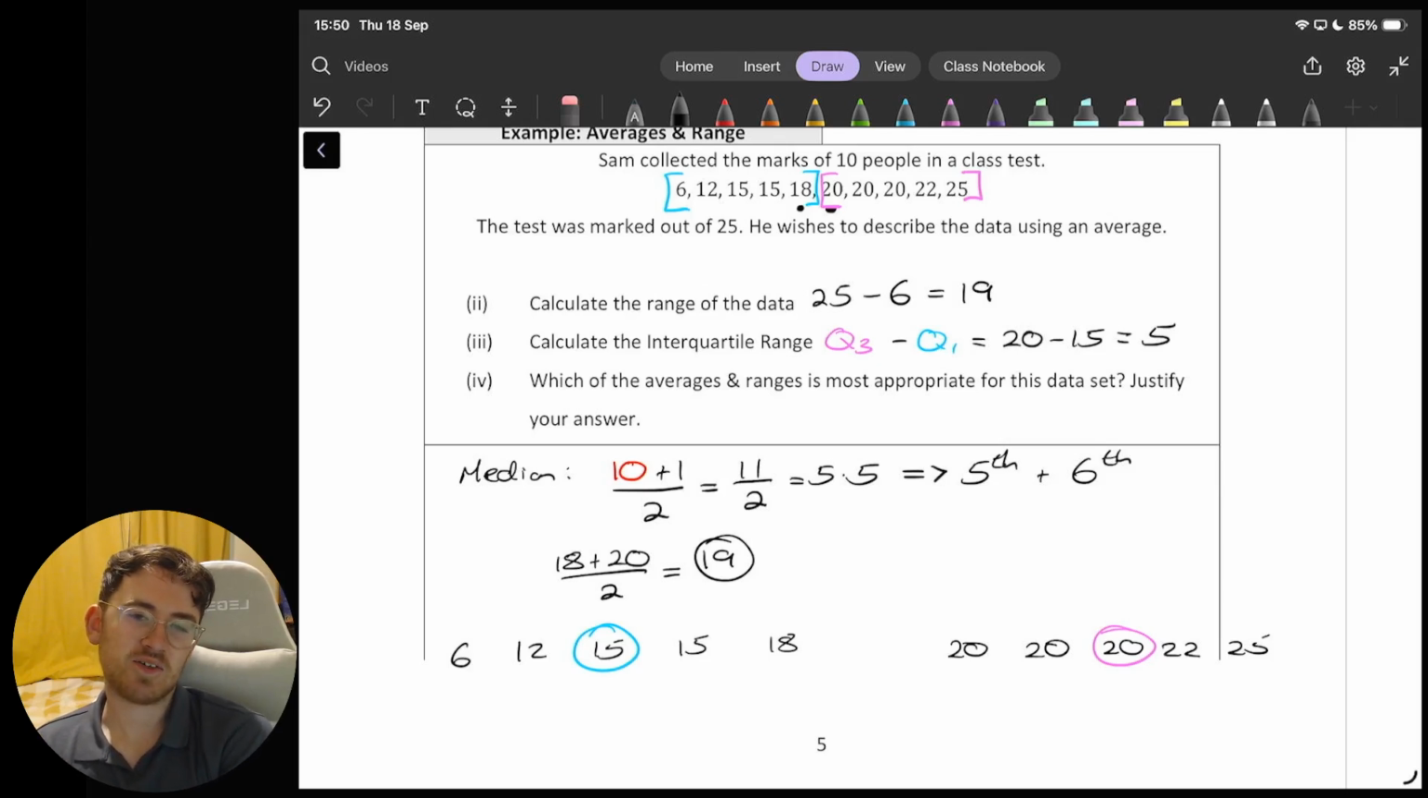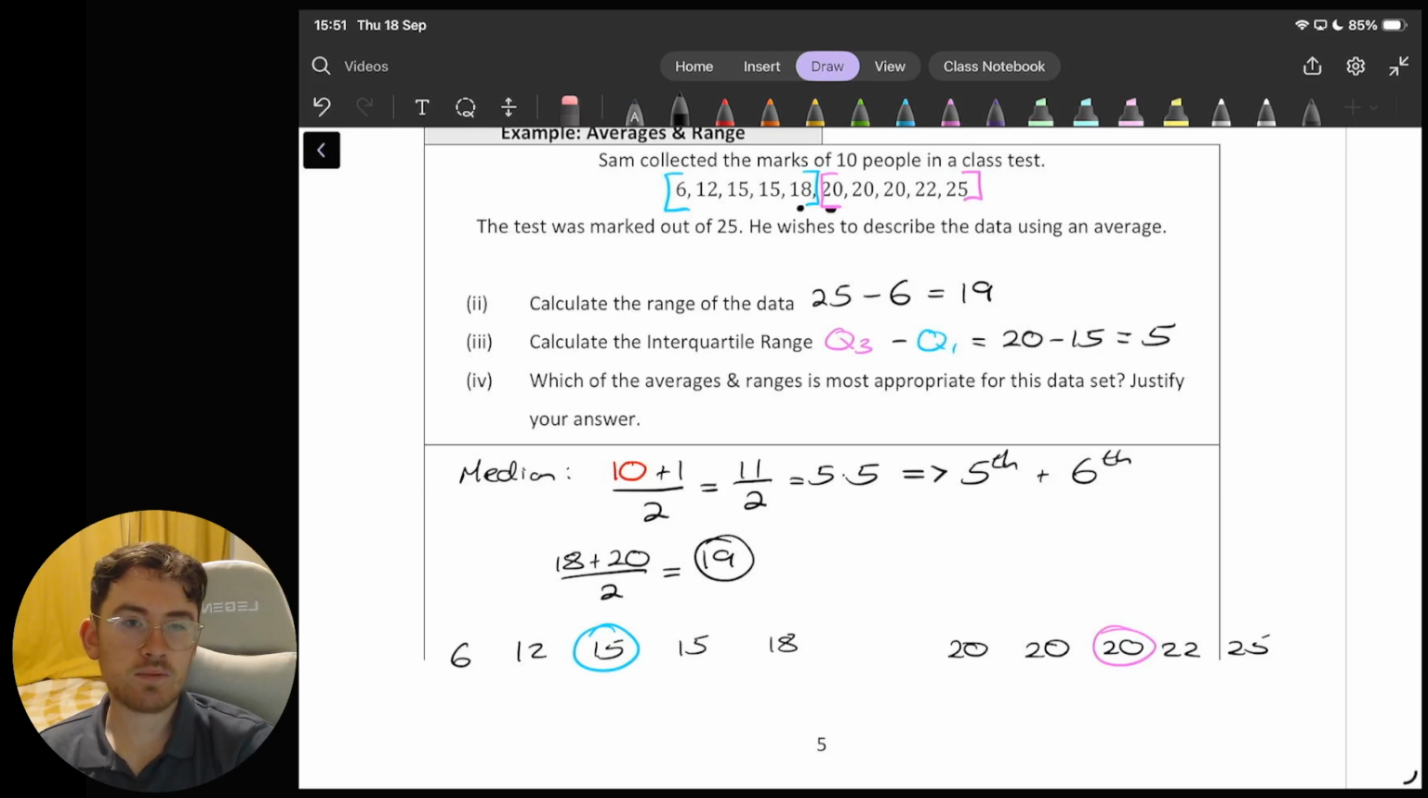Now, part 4 of this question, I know I've skipped a part, but the part that we're going to next is which of the averages or ranges is most appropriate. So we're just focusing on the range. Which of these ranges is most appropriate for this data set? Really what this comes down to is outliers. If we have outliers, the range is always going to be affected by this. Therefore the interquartile range is often considered to be more accurate. Even without outliers, the interquartile range could be seen as being more accurate than the normal range.